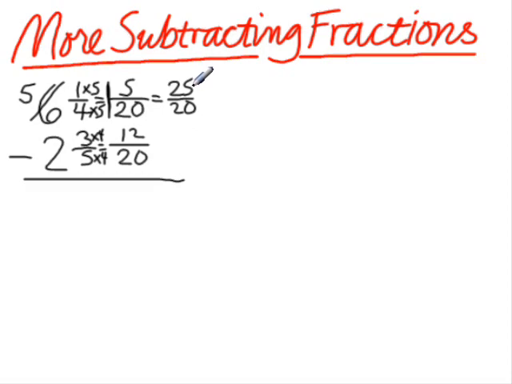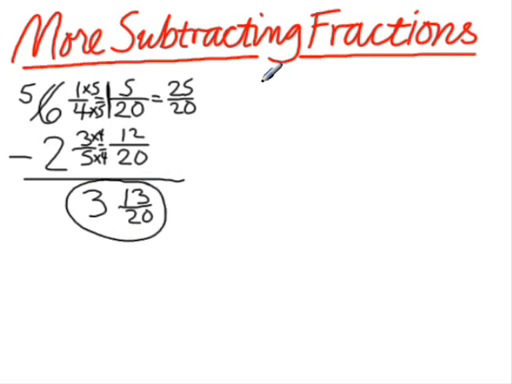This new numerator will be the total of this number and this number. The 5 and the 20 will always give us the new numerator. So now we have 25/20 minus 12/20, and that leaves 13/20. And in the whole number column, we have 2 from 5 gives us 3. Can 3 and 13/20 be simplified? No, it can't. So there is our final answer.